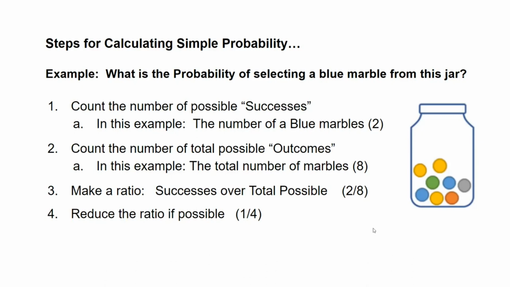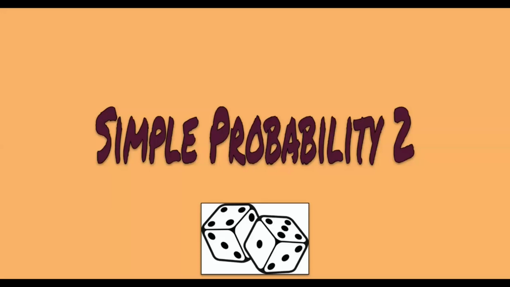You can use the calculator to do that, or it may be obvious to you that 2 over 8 reduces to 1 over 4. That's it. That's all there is to simple probability when there's only one event involved.